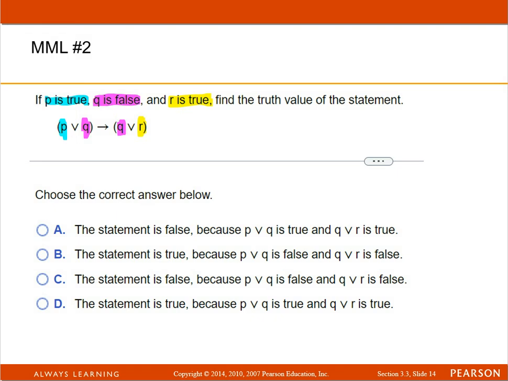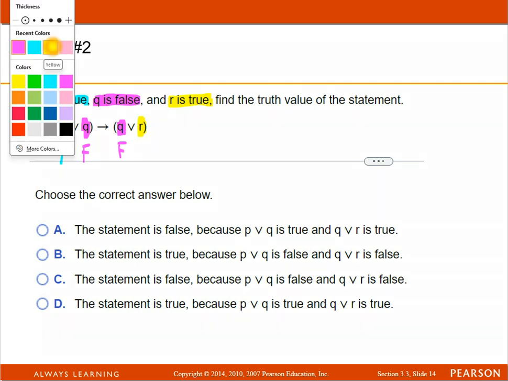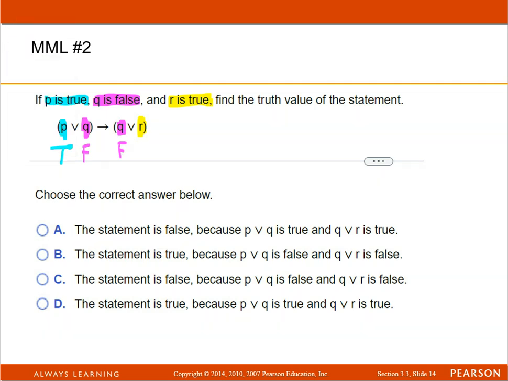Okay, this one should be a true. Q is a false, but we've got 2 of them there. And R is a true. And then don't forget, you've still got this or in parentheses, and if then, and then in these parentheses an or.